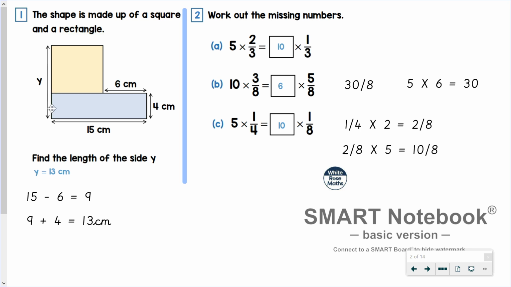Then we just need this side. And if we look, opposite sides of the rectangle are equal. So 4 centimeters means this is 4 centimeters. So 9 add 4 is 13 centimeters. Second one, 5 times 2/3 equals something times a third. Now if this is 2/3, it's double, which means we're halving to get here, which means we have to times it by twice as many. So that's 10.